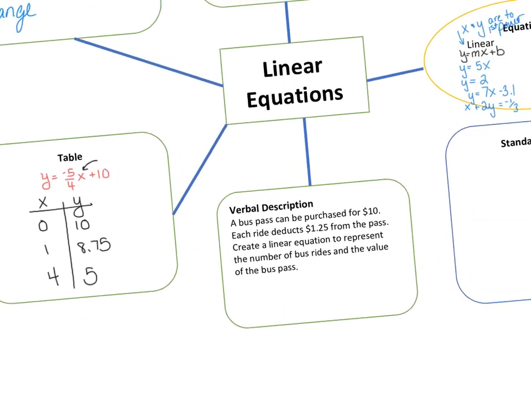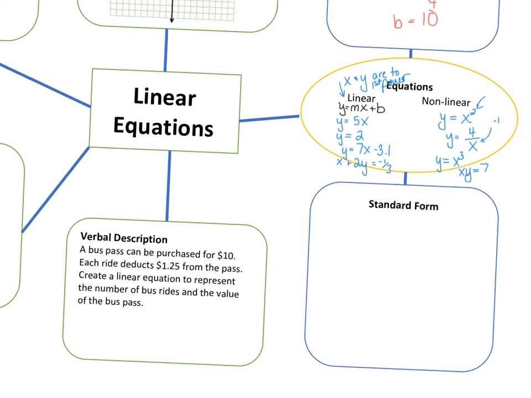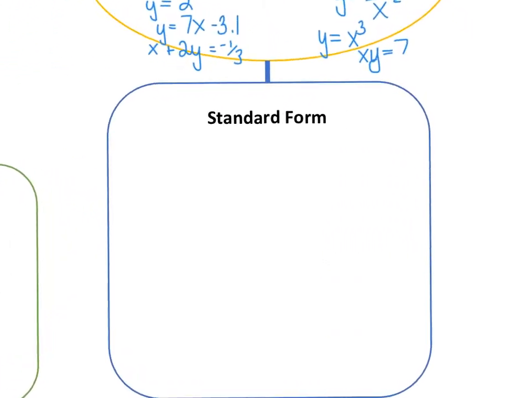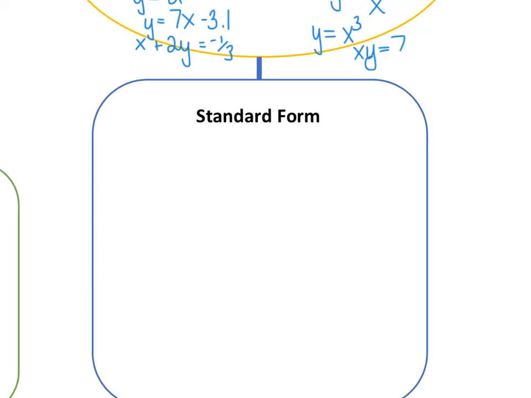Another form of linear equations that we've dealt with would be standard form. So standard form looks like this. It's where you have ax plus by equals c. Technically, a, b, and c can't be fractions, and a and b can't both be 0.